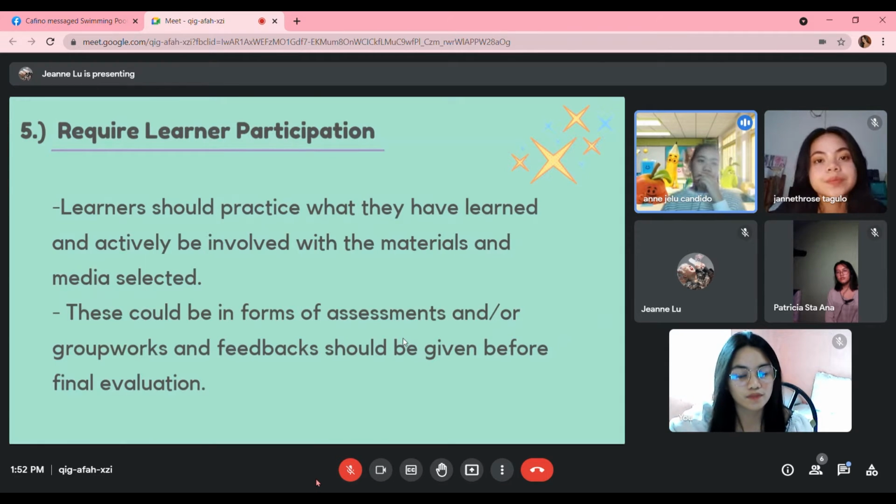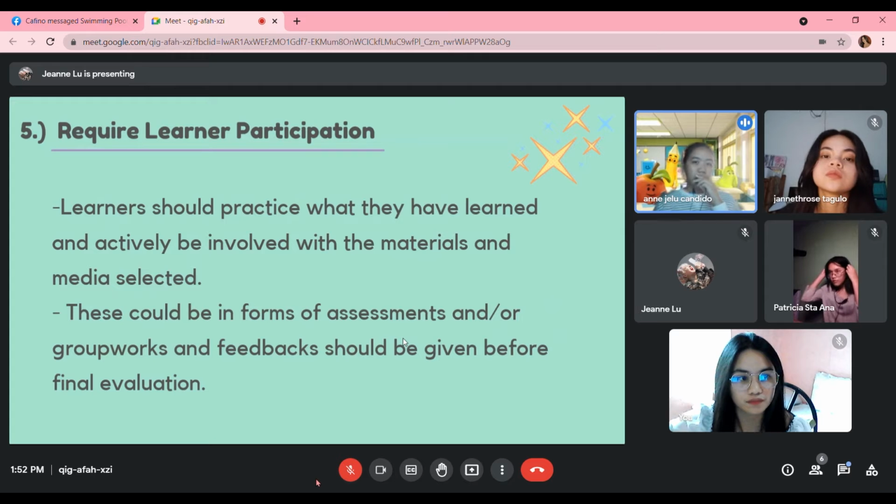Next is require learner participation. Learners should participate in what they have learned and actively be involved with the materials and media selected. These could be in the form of assessments and or group works. Feedback should be given before final evaluation.